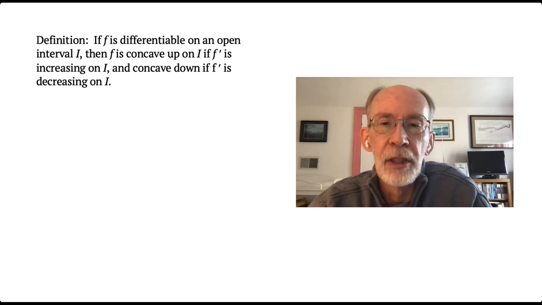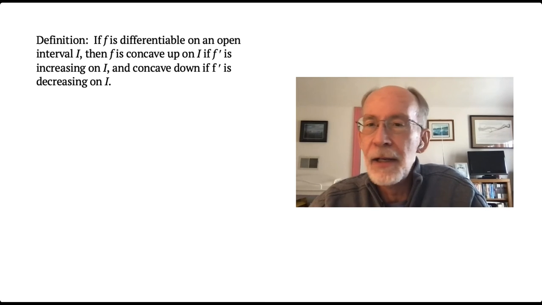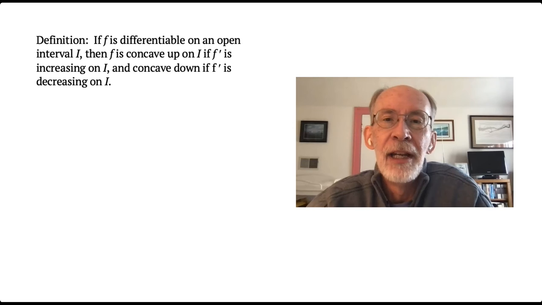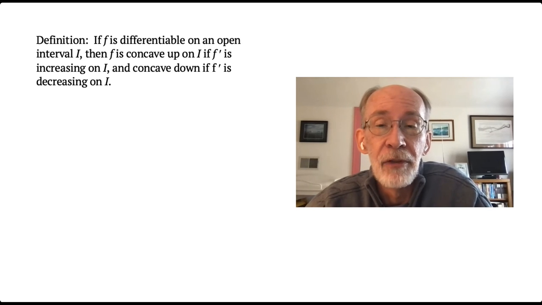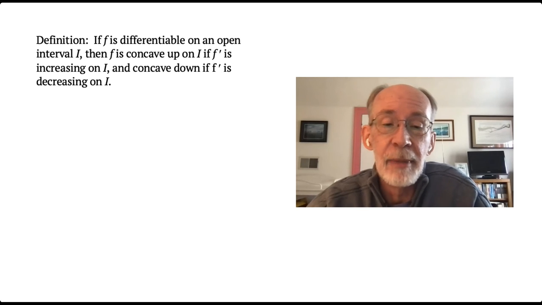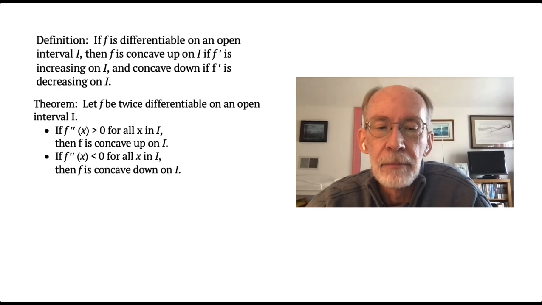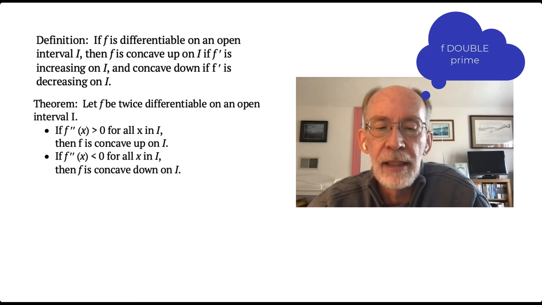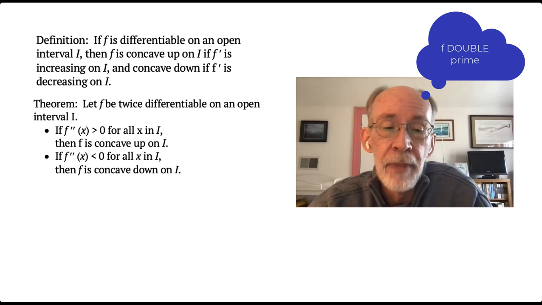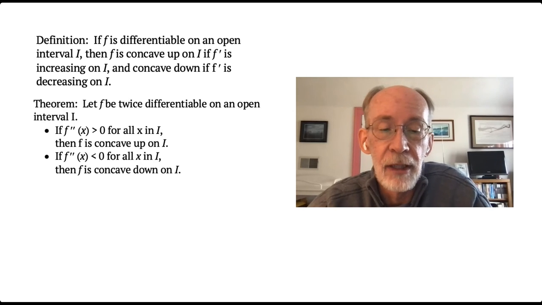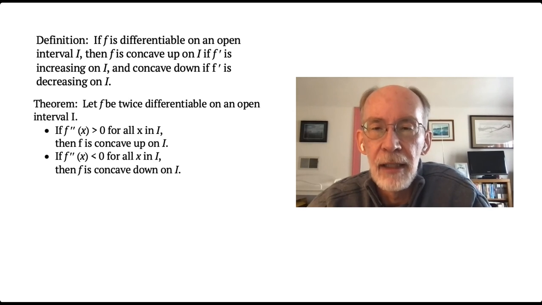Well, if you know a little bit about calculus, you know that for f prime to be increasing, that is in essence to say, if it exists, that f double prime is positive. And for f prime to be decreasing, providing that f double prime exists, it would then need to be negative. So you'll see now a theorem that encapsulates that. If f is twice differentiable on some open interval I, and if f double prime of x is positive for all x in I, then f is concave up on I. And if f double prime is negative for all x in I, then f is concave down on I.